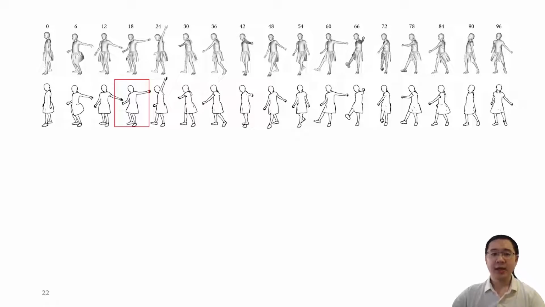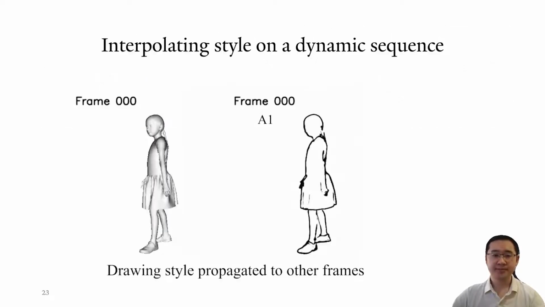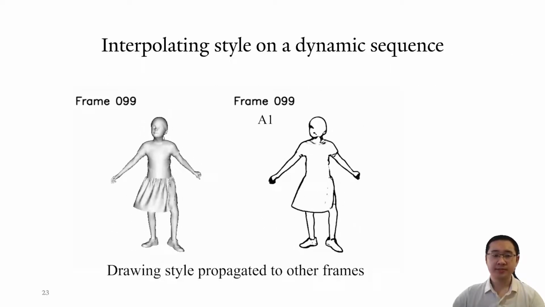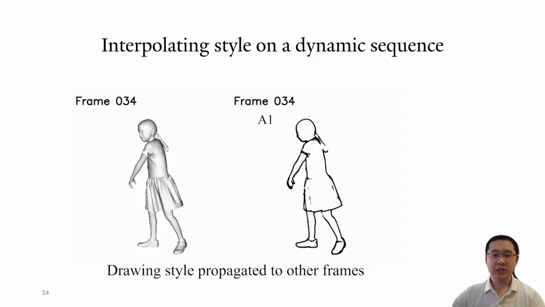Finally, we show how our method can support an interactive editing workflow for a dynamic sequence. Here, the user only creates one keyframe drawing, and their style of simple contours is automatically propagated to all other frames. Here we can see the animated results.